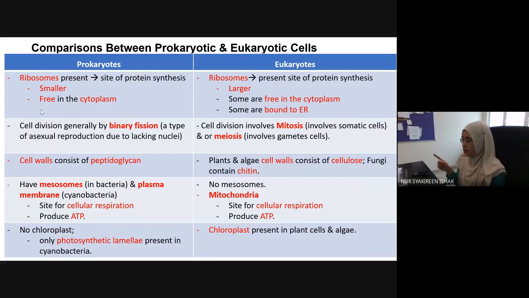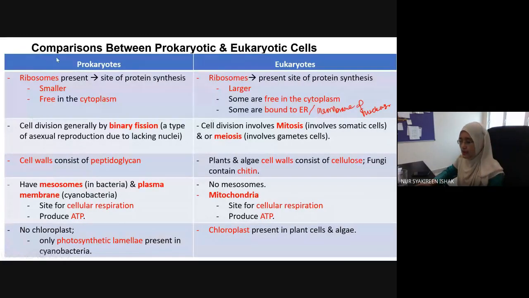But eukaryotic cells have two types of ribosome: free ribosomes, which are scattered in the cytoplasm, and also bound ribosomes, which are bound to the ER or bound to the membrane of the nucleus.